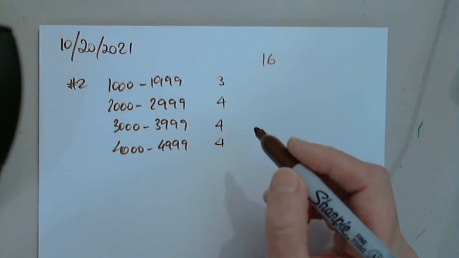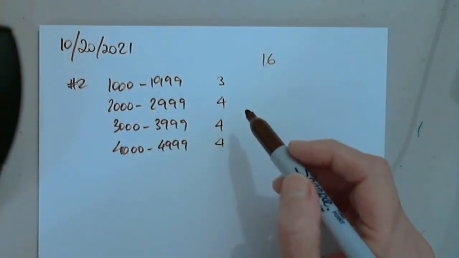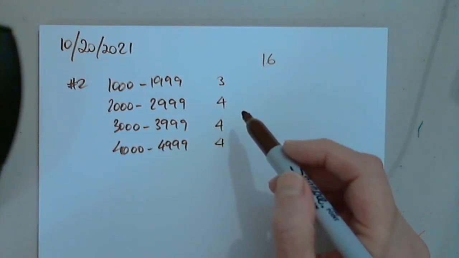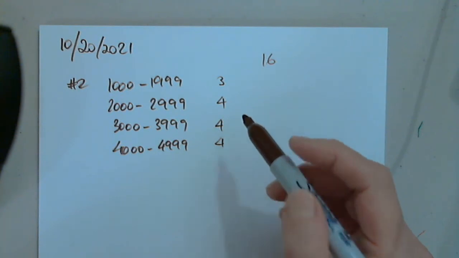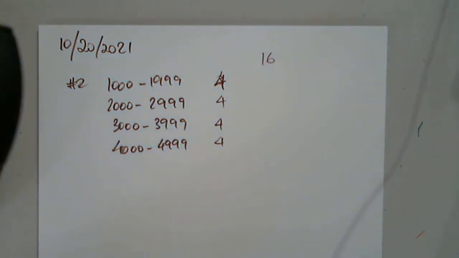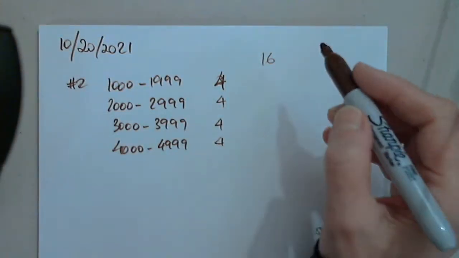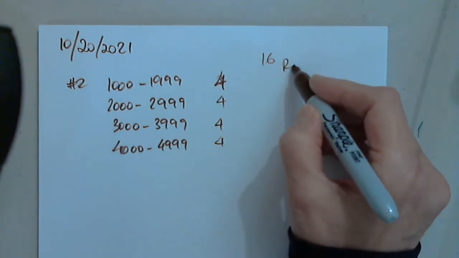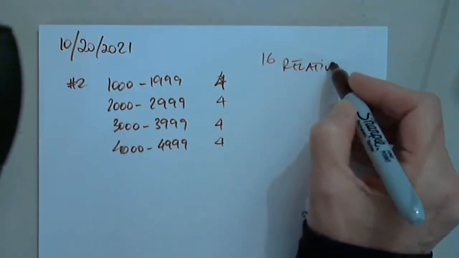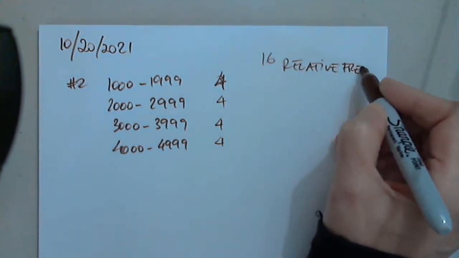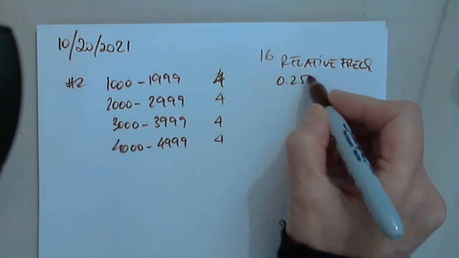So obviously I'm missing 1. So between 1 and 2,000, 1, 2, 3, 4. Yeah, got it. So obviously in this case, the relative frequency will be simply 0.25 for all of them.